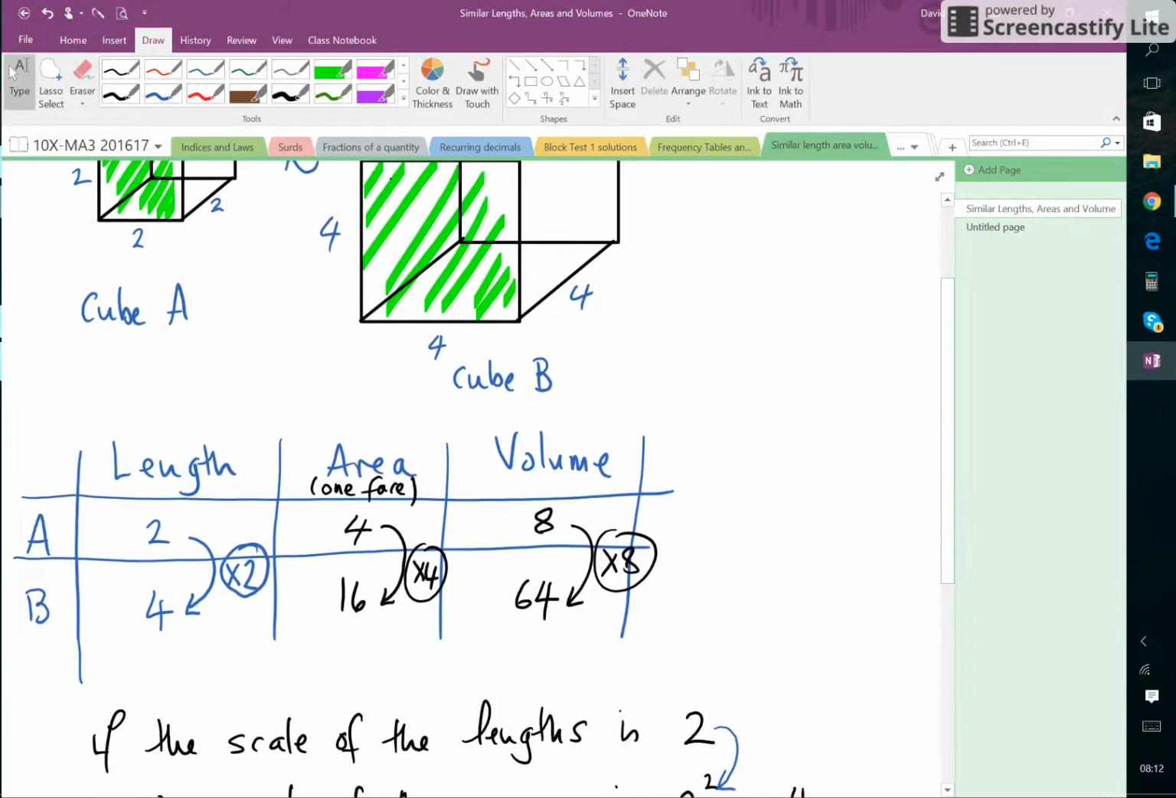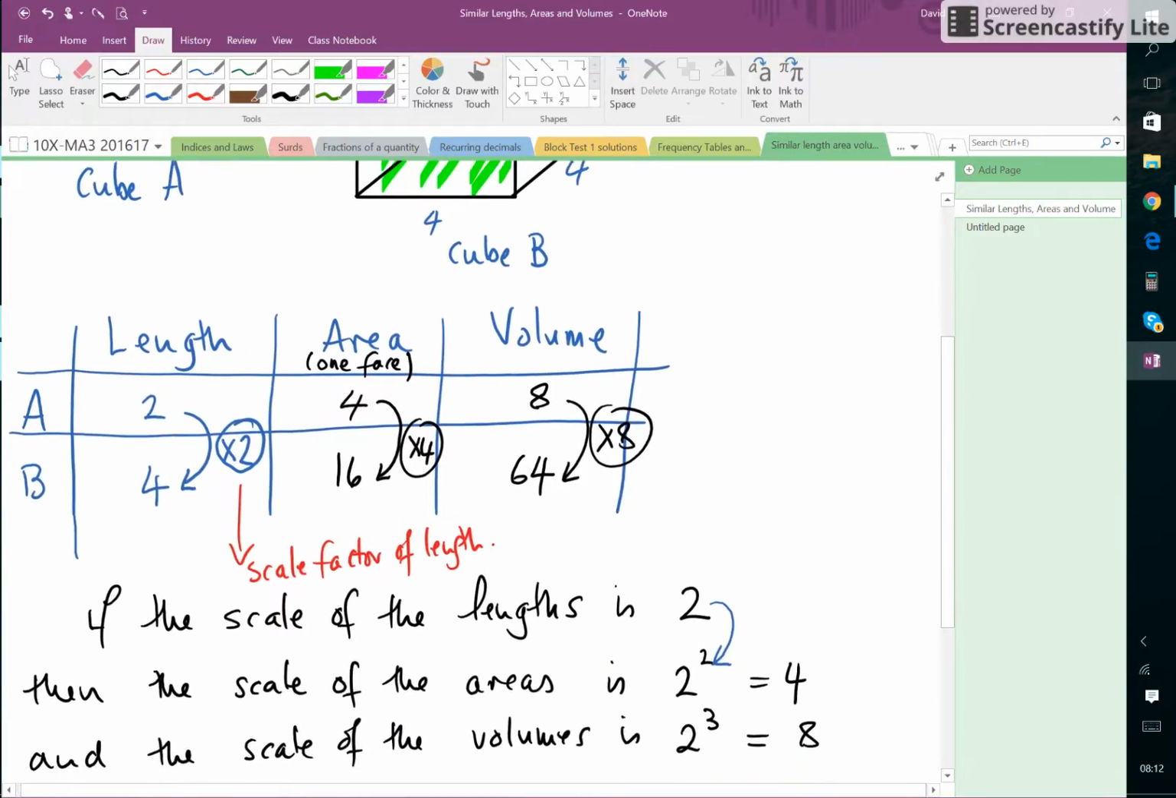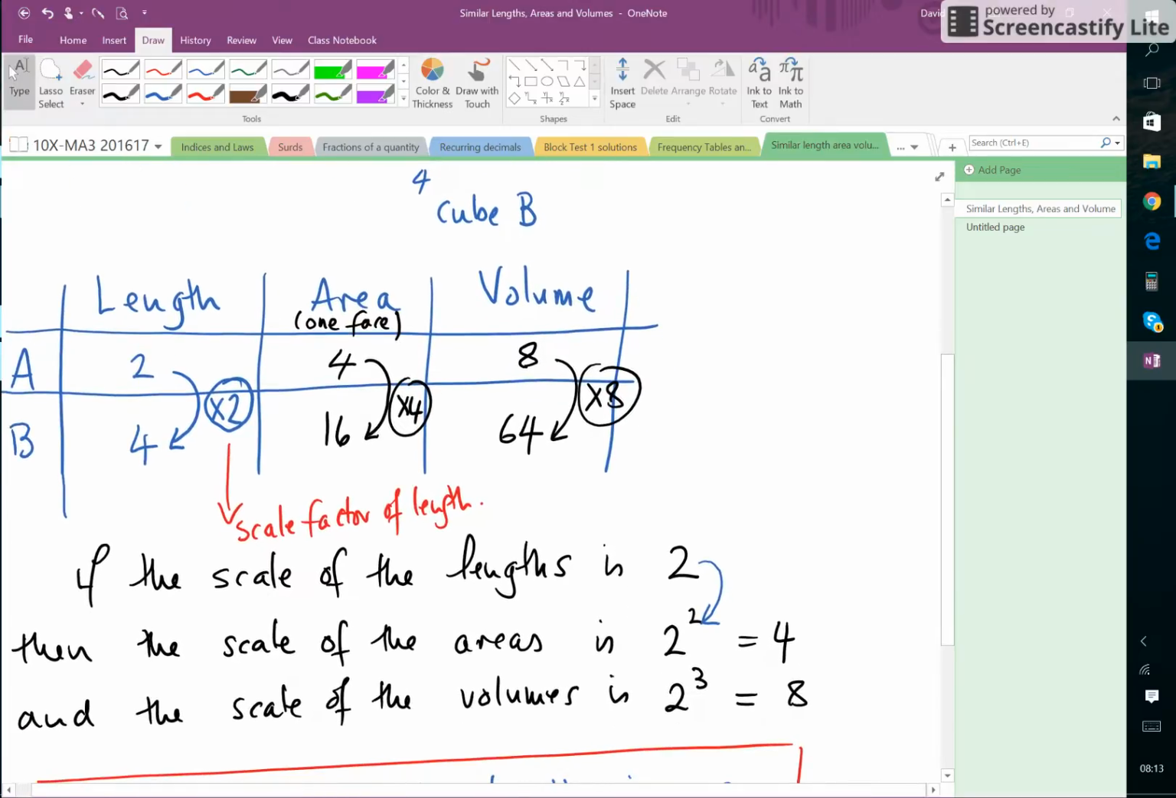So what's actually happening here is that if we double our lengths, multiply by 2 on our lengths, then our areas are multiplying by 4, and our volume is multiplied by 8. Now, actually, this 2 here is called the scale factor of lengths. So what we're noticing is that if the scale factor of the lengths is 2, then the scale factor of the areas is 4. And the reason being is that we're squaring.